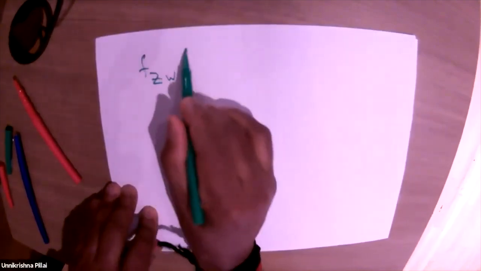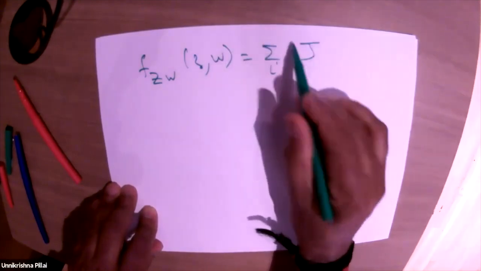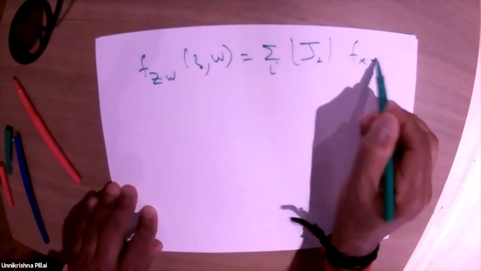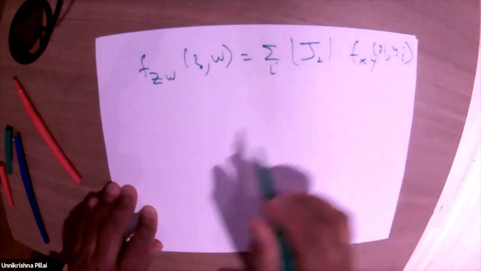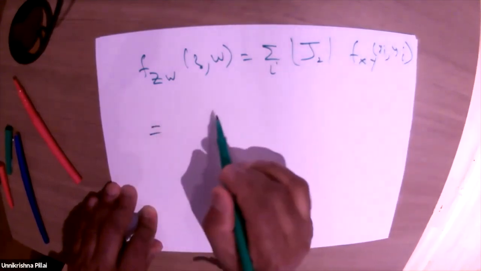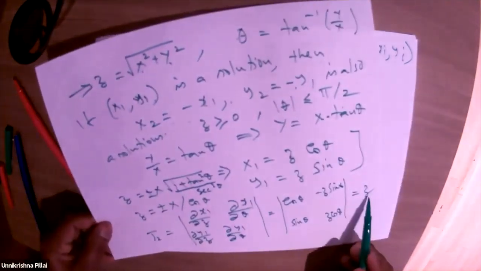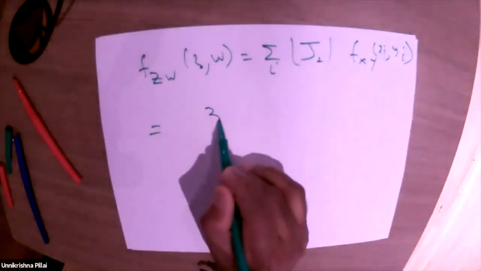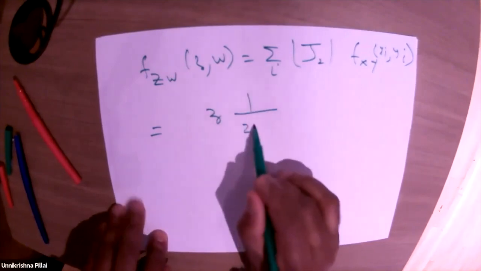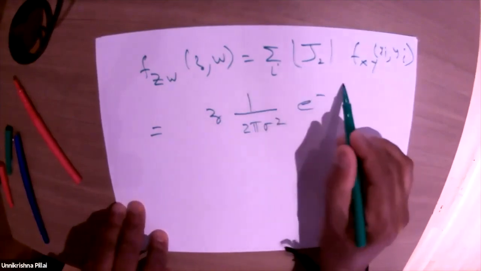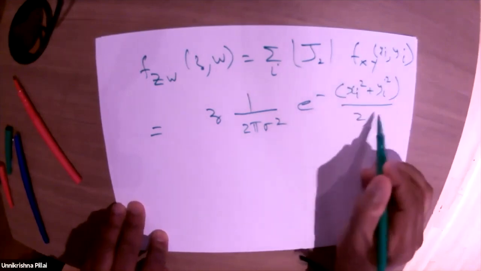So f_ZW(z, w) is the summation over two roots. We found this Jacobian, f_XY(xi, yi). So what is the Jacobian? Jacobian is simply z. Let's do it for one solution. So the joint density function is 1 over 2 pi sigma squared e raised to minus (xi squared plus yi squared) by 2 sigma squared.